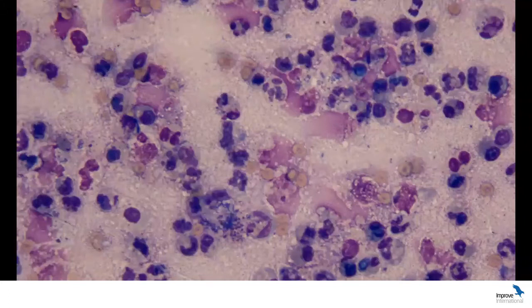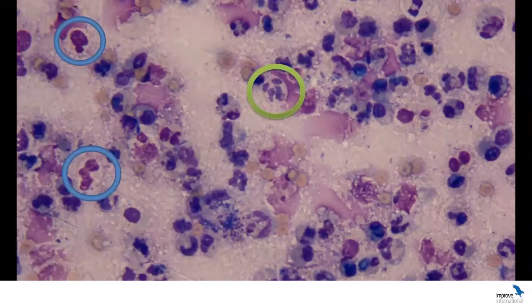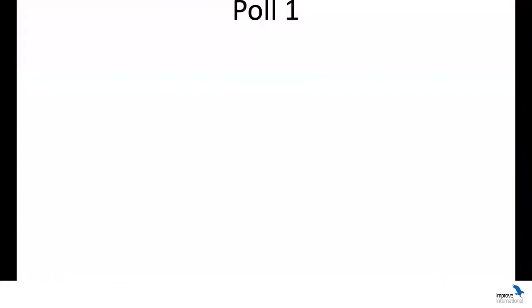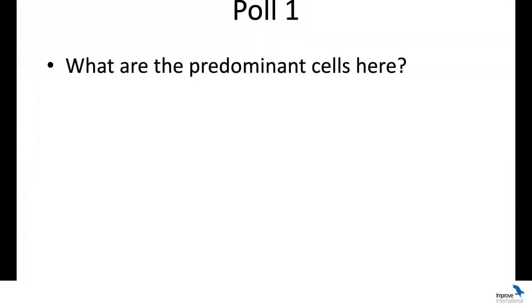And so here in this field, I'm going to ask you to think, what are these cells? Okay, so I'm going to put here a circle. Think, what is this cell? And I'm going to point to two other cells here. I'm going to ask you to think, what are these cells and what do they mean? Okay, so let's go for poll number one. What are the predominant cells here? What do you think those cells that we saw in that first case were?